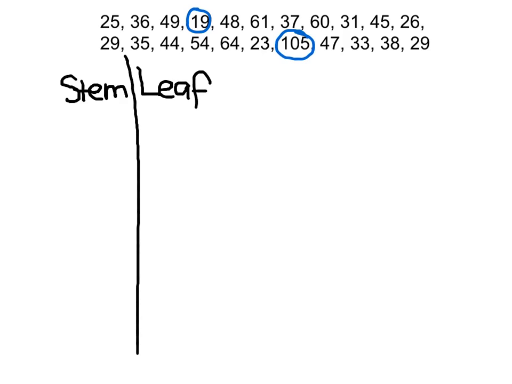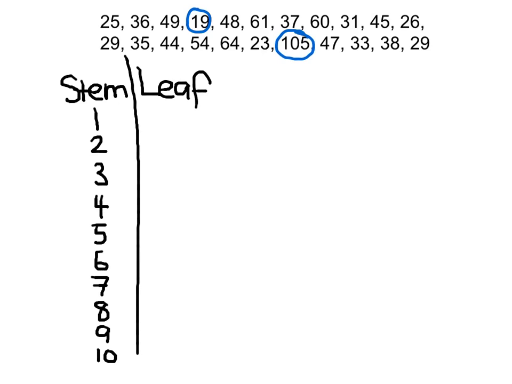Okay, so as our smallest value is 19, the smallest number in the stem will be 1. And the largest number is 105, so the largest number in the stem will be 10. So we need to go from 1 all the way through to 10 so we can cover all of our values. Okay, now that we have our stem sorted, we can start going through all of the values one by one and adding them onto the leaf side.